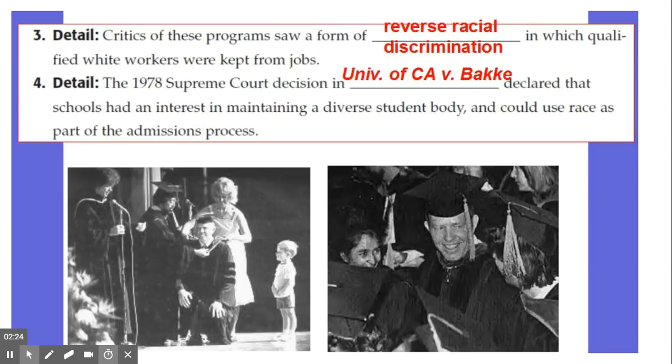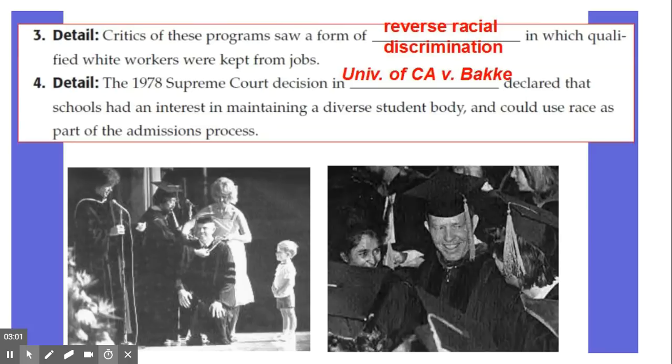He had a master's degree in electrical engineering, and he wanted to apply to the University of California Davis's medical school. He had a 3.46 GPA, making him very well qualified, while there were minority students with much lower GPAs that were actually considered. Needless to say, the court basically declared that schools had an interest in maintaining a diverse student population and could use race as part of the admissions process.